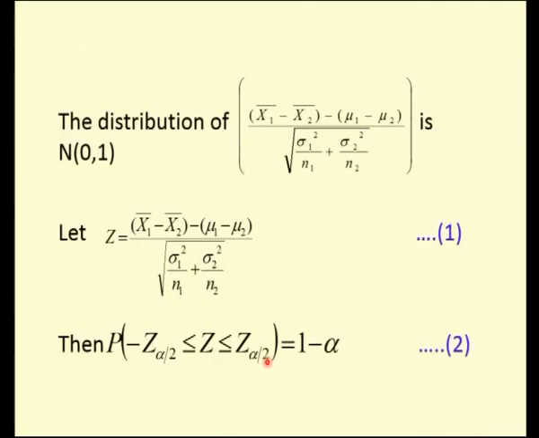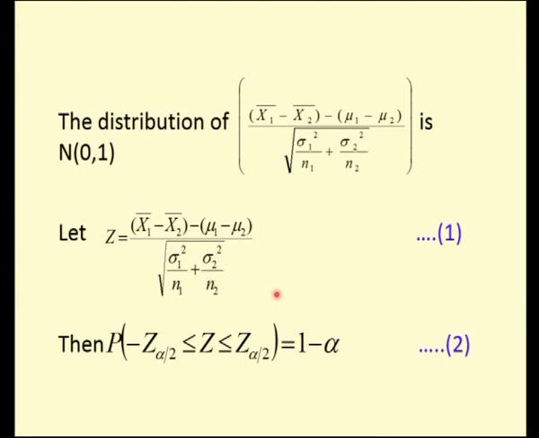Therefore, let us see what happens to the distribution of x1 bar minus x2 bar minus of mu1 minus mu2 divided by square root of sigma 1 squared by n1 plus sigma 2 squared by n2. This distribution is nothing but normal with mean 0 and variance 1. So, let us assume that Z equal to x1 bar minus x2 bar minus mu1 minus mu2 divided by square root of sigma 1 squared by n1 plus sigma 2 squared by n2.